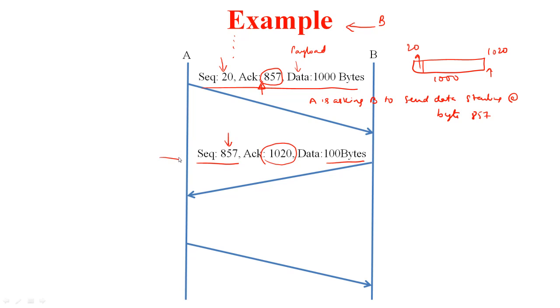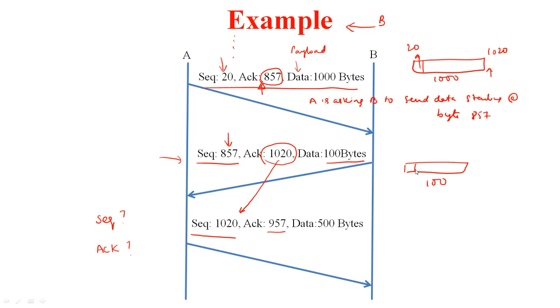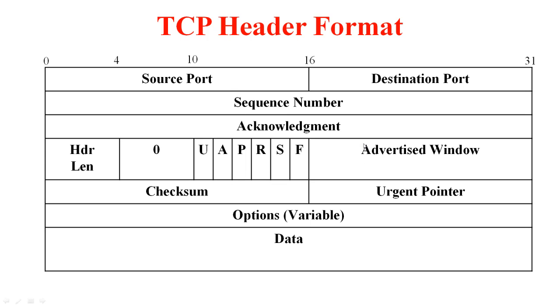So in response to this segment, A is now going to send another segment. So you tell me what is the sequence number of that particular segment? And what is the ACK field of that particular segment? Well, the sequence number will be 1020 because this is what B is asking. And you are acknowledging this particular segment where again, this is 100 bytes. This first byte is 857 and you want this byte which turns out to be 957. So that's with sequence number and acknowledgement.